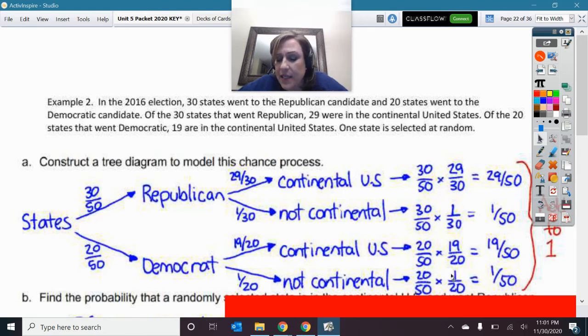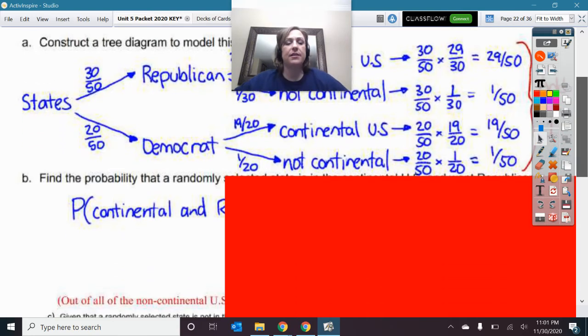But when we multiplied it, then of course, 30/50 times 1/30th is how we got 1/50th. 20/50th times 19/20th is how we got 19/50th, and so on. All right, so you then multiply those two conditional probabilities together, and here is our total amounts over here. So 29 out of the 50 states were in the continental U.S. and a state that went Republican. Okay, so that's what that looks like.